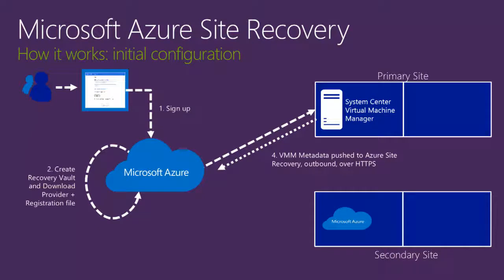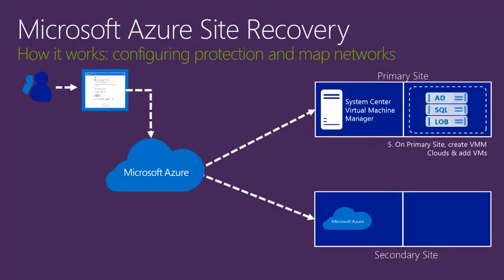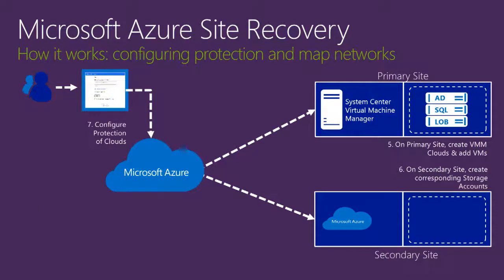And once the VMM is connected, post that you start creating your VMM clouds, and then you add the VMs. For example, here you see an AD, a SQL, and a line of business application. On the secondary side, in this case the Azure, you create corresponding storage accounts. Storage accounts is the place where all your VM's data will be replicated into. And then you configure protection of the clouds. I'll be showing all of this in a demo of how you would configure the protection of the clouds.